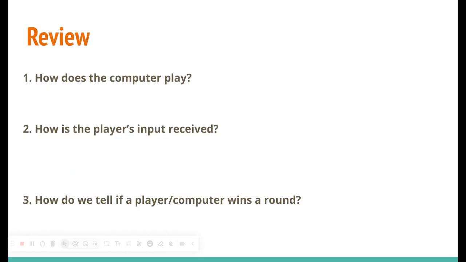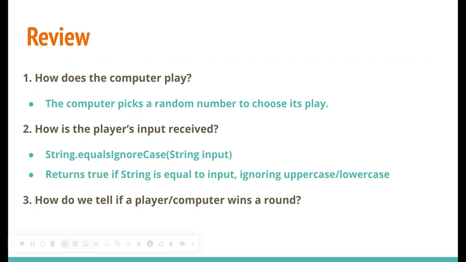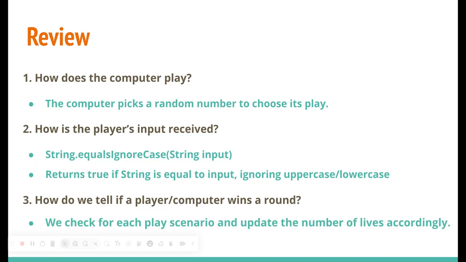Finally, let's close out with some review. 1. How does the computer play? The computer picks a random number to choose its play. How is the player's input received? So we use scanner to get the player's input, and then in order to check what the actual input is, we use the function string.equalsIgnoreCase, and then the string input. So this function returns true if this string is equal to the input, but ignoring uppercase and lowercase. How do we tell if a player or computer wins a round? So we check for each play scenario and update the number of lives accordingly.